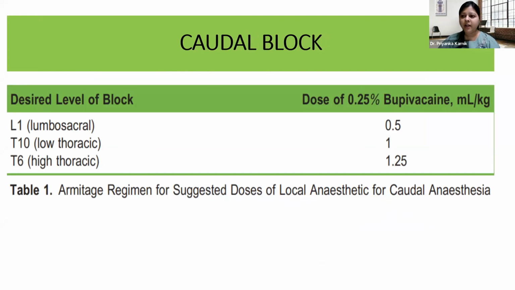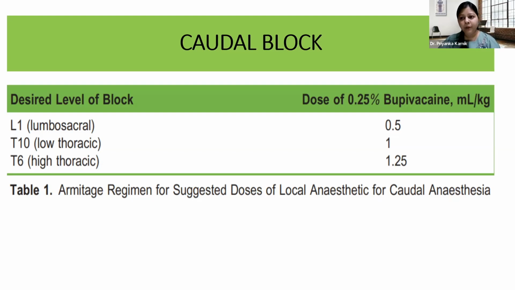But say the child is posted for an open orchidopexy or even a hernia, because there is going to be some pull of the peritoneum, we would require a low thoracic level. So 1 ml per kg of 0.25% bupivacaine needs to be given. And suppose we are going for an exploratory laparotomy where we are going to require a higher thoracic level, then we need to give 1.25 ml per kg of drug. So this covers our very basic block, that is a caudal block.